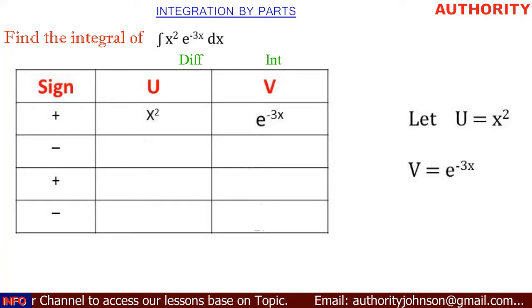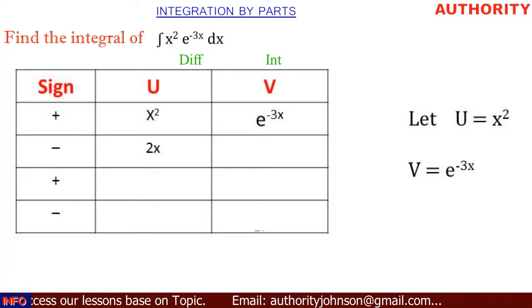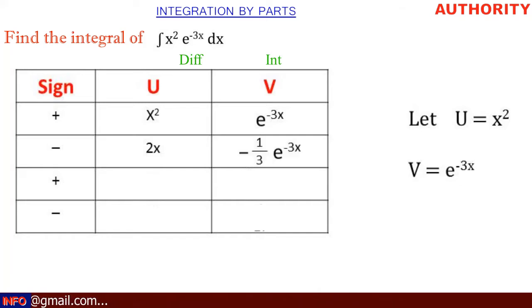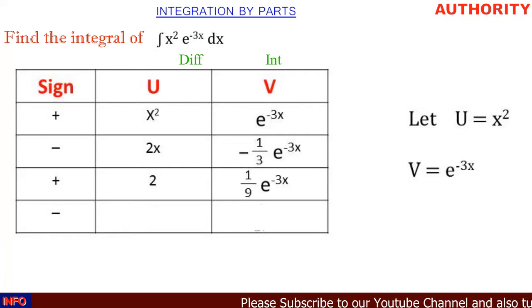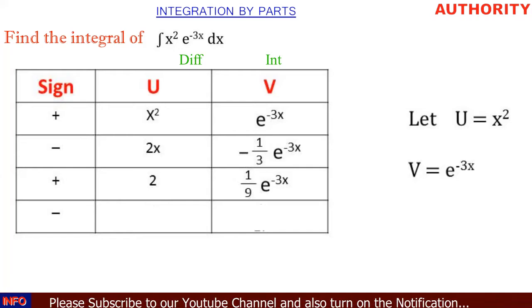Now let's go. When we differentiate x squared, we're going to have 2x, and when we integrate e raised to power minus 3x, we're going to have minus 1 all over 3 e raised to power minus 3x. Let's go back to u. When we differentiate 2x, we obtain 2. And then let's go to v. When we integrate minus 1 all over 3 e raised to power minus 3x, we're going to have plus 1 all over 9 e raised to power minus 3x.